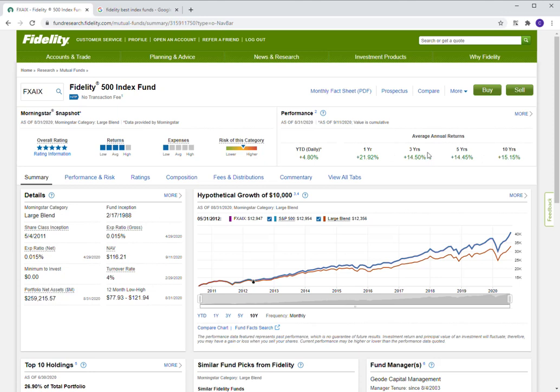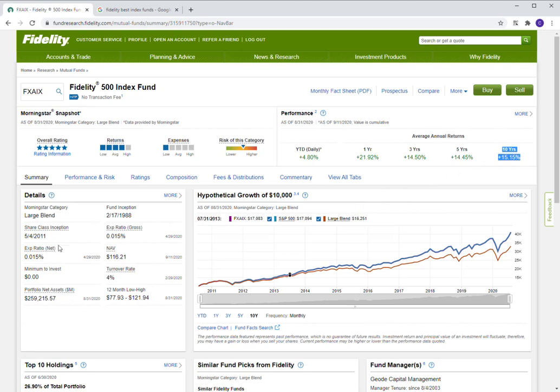And over here to the right, it's gonna give us some performance measures. So the year to date, 4.8%. Over the last year, it's made about 21.92%. The 3-year is 14.5%. 5 years, it's made about 14.45%. And over the course of 10 years, the fund has made about 15.15%.